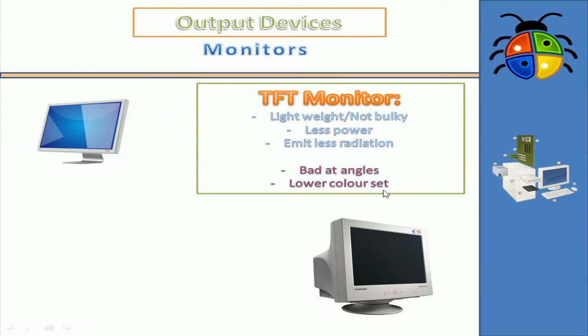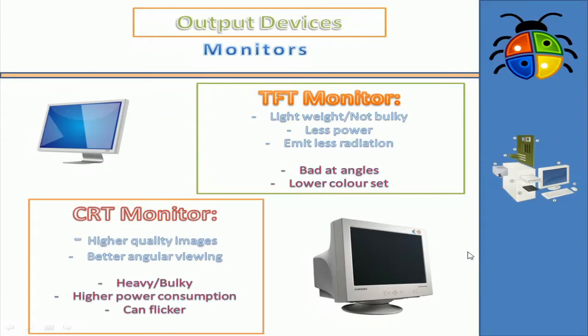The alternative, though, for these kinds is a CRT monitor. CRT is a cathode ray tube, and this has guns that shoot onto the surface here, and these have high quality images and good angular viewing, but they're very heavy, bulky, they consume lots of power, and they can flicker. So nowadays it's very, very uncommon to see these, apart from if someone has an old system.